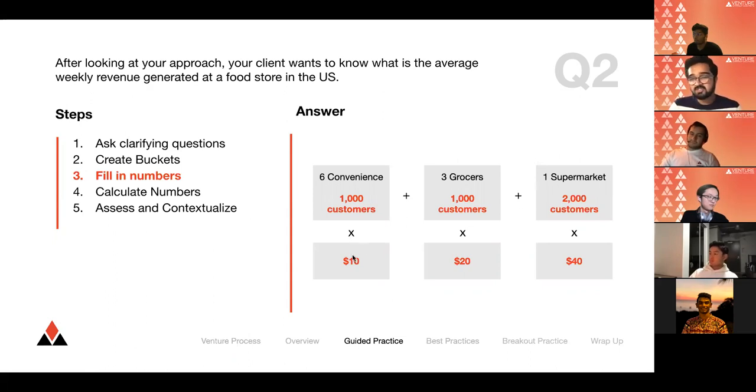Next, as you mentioned, there's average purchase size. So at a convenience store, you might spend $10, grocery store $20, supermarket $40. Again, make sure that these numbers make sense in the context of what you're doing. So filling in the numbers is really about making assumptions.